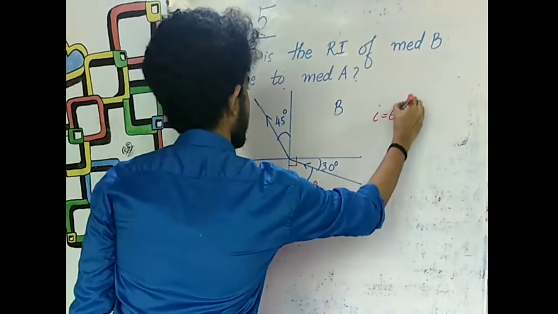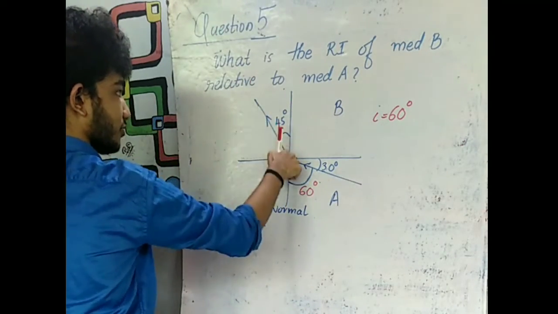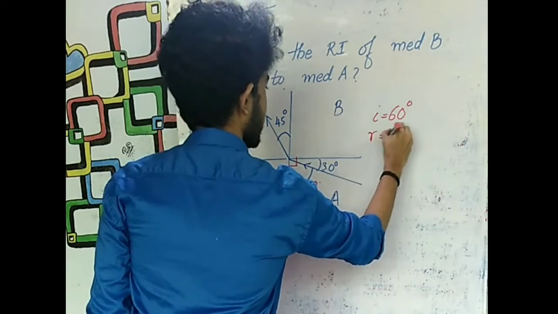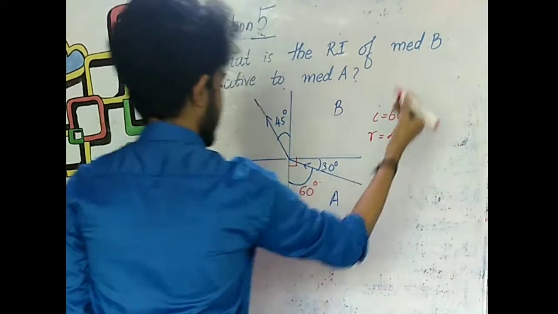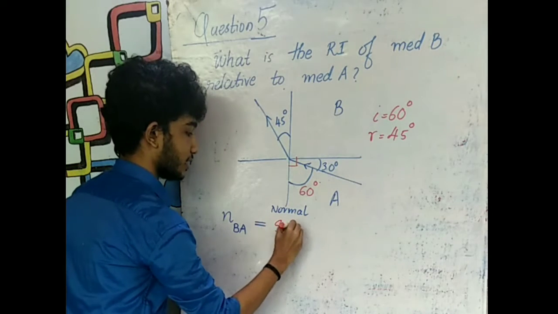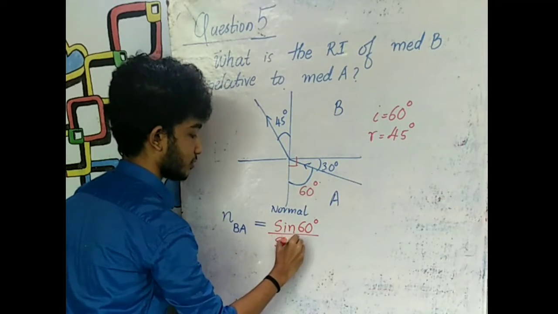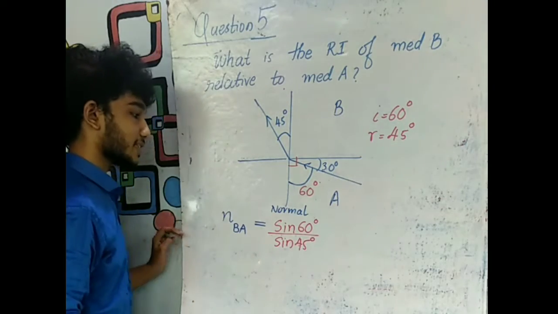And what is the angle of refraction? The angle of refraction is this angle itself, the angle between the normal and the refracted ray. Angle of refraction is equal to 45 degrees. So the refractive index of B with respect to A means sine 60 degrees divided by sine 45 degrees. Sine i divided by sine r.